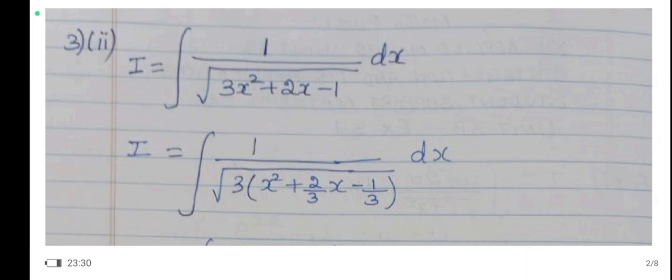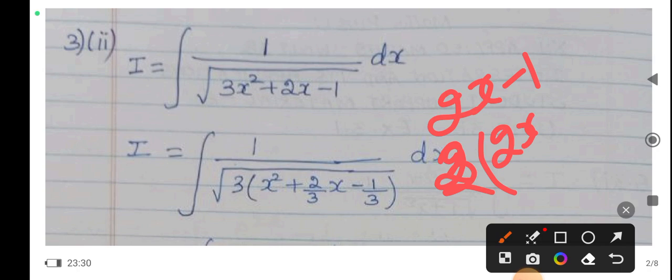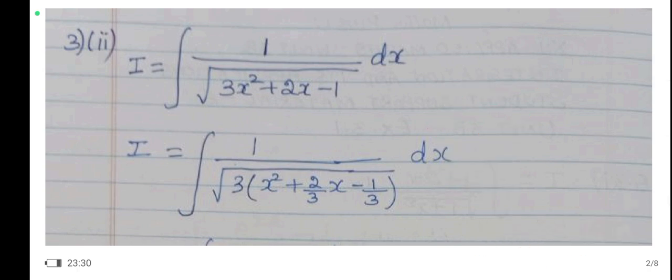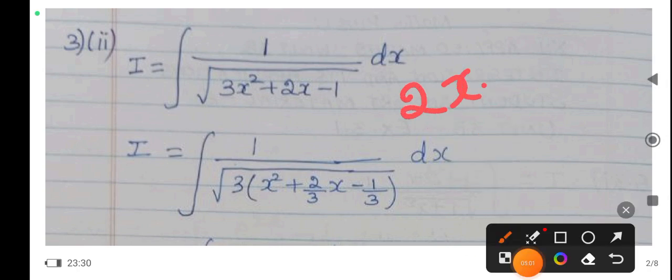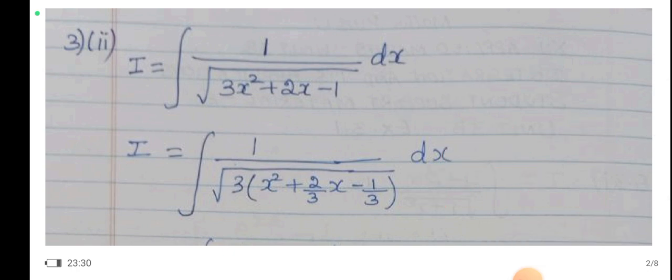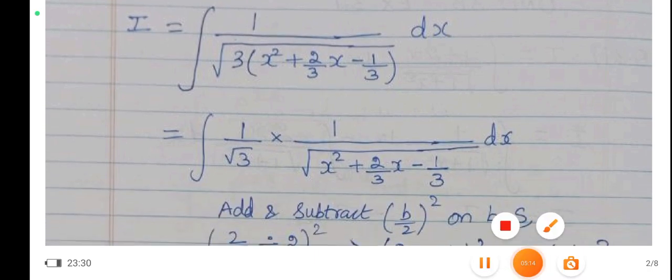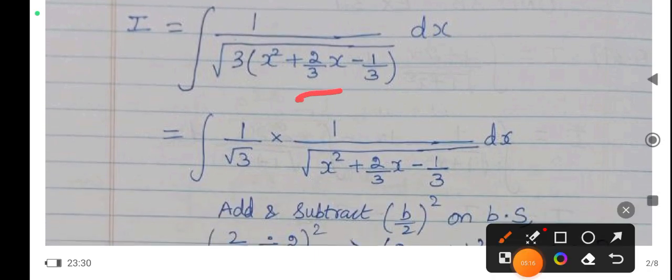For example, we have 2x minus 1. We are taking 3 common. So 2x by 3, minus 1 by 3. Did you understand, children? In the same way we have taken 3 as common, so we got here 2 by 3 x minus 1 by 3.